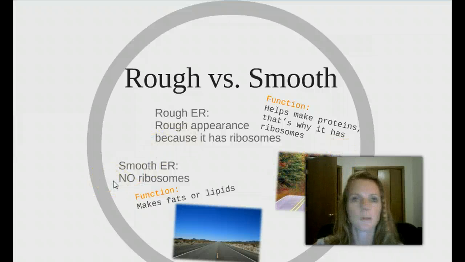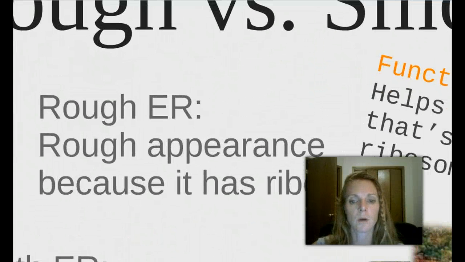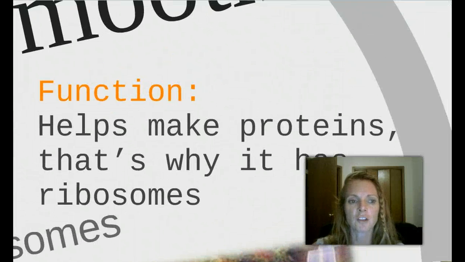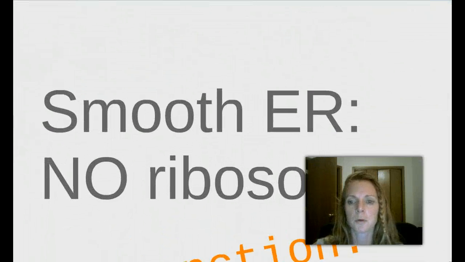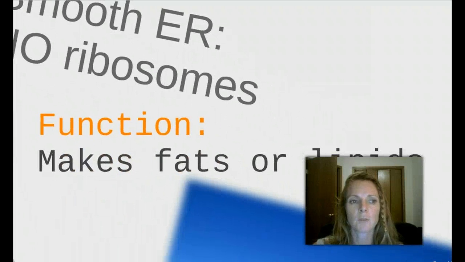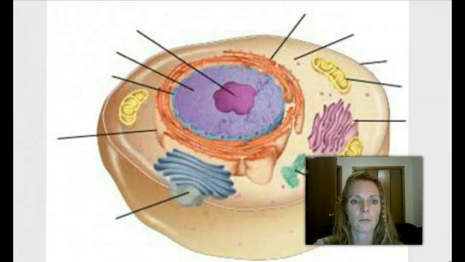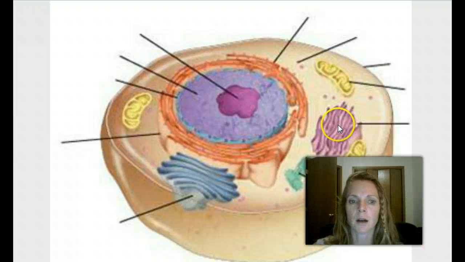The smooth ER, no ribosomes, okay? The function makes fats or lipids. So you have both of those types of ER, endoplasmic reticulum, rough versus smooth. One makes proteins, one makes fats and lipids, okay? Let's look at, well, sorry, I forgot to zoom in on those. So there's the rough ER, helps make proteins, okay? And then the smooth helps make fats, okay? No ribosomes. All right, now back to the picture. Here's our smooth ER, and this is our rough ER, okay?